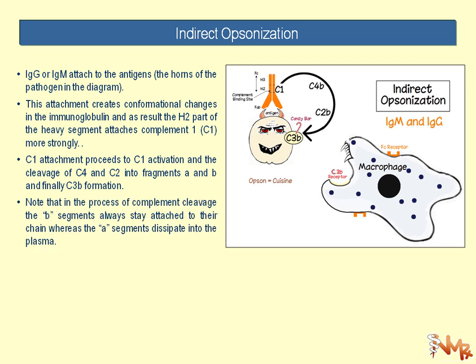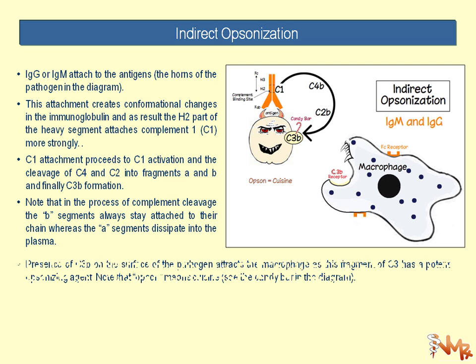Another important fact for you to remember is that in the process of complement cleavage, the B segment always stays attached to the chain, whereas the A dissipates into the plasma. So A for away, but B for the body. B stays there, is the core, and stays there for the duration of the functions of these complements.